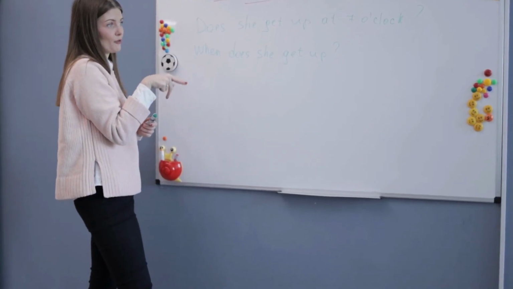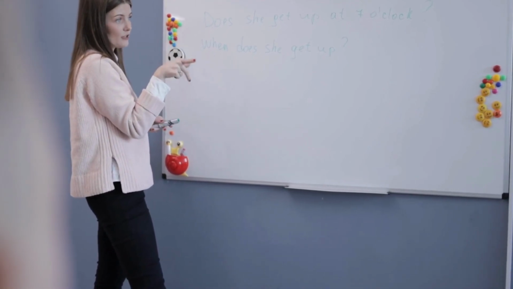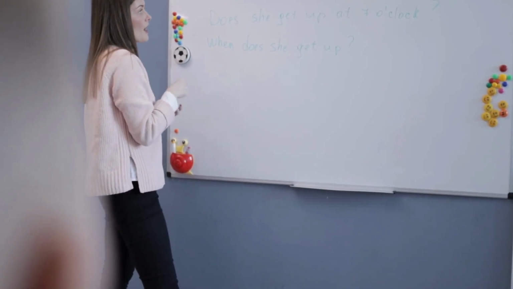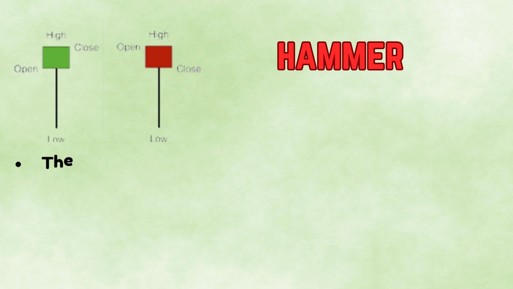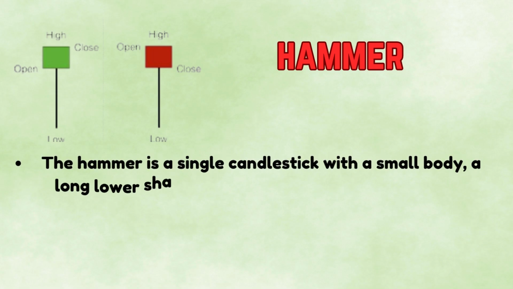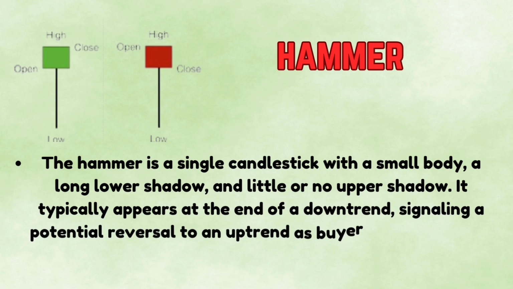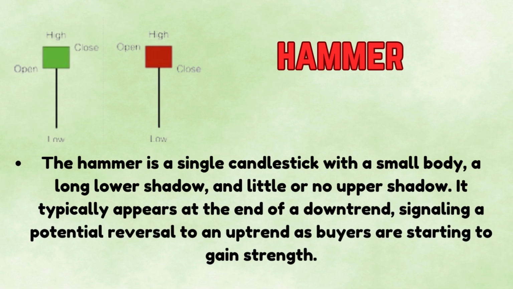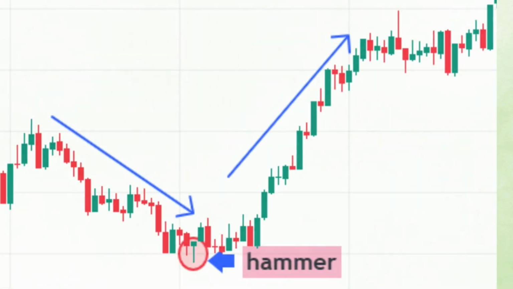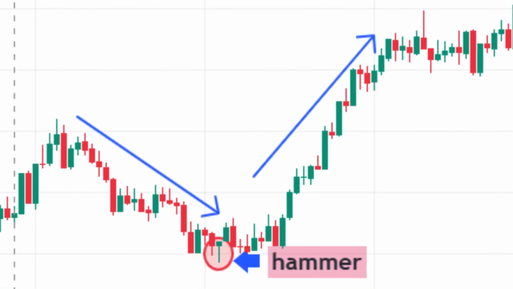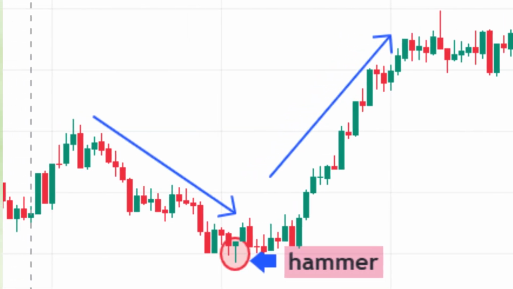Let's get started. The candlestick that I'm going to teach you today is called a hammer. So this candlestick has a small body with a long lower shadow and little to no upper shadow. It resembles a hammer shape. So it typically appears after a downtrend and signals a possible reversal or a bullish trade.